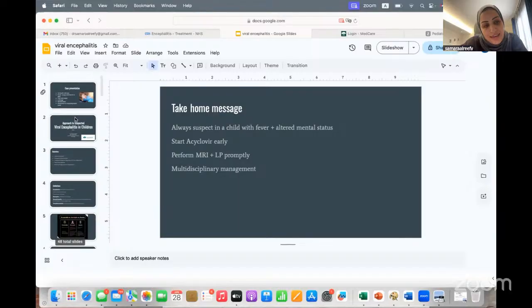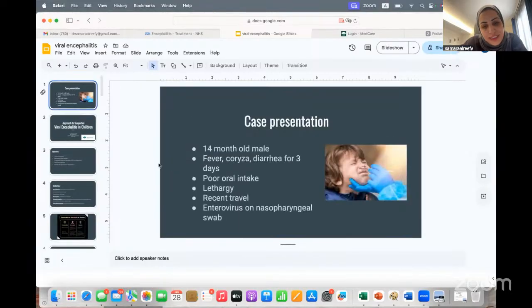The reason why I didn't add in about the case is because he was shifted to a tertiary center, and it was quite difficult to get any lab reports or any brain imaging reports after that. But I was informed by the mother that he was confirmed enteroviral encephalitis by PCR testing.